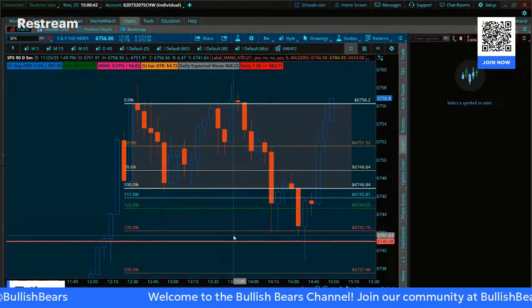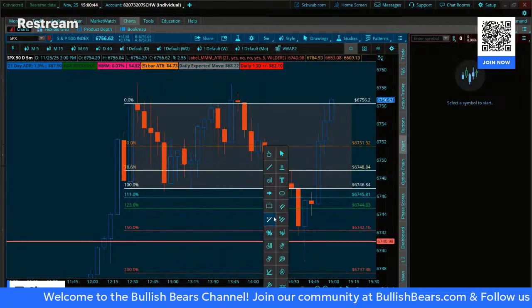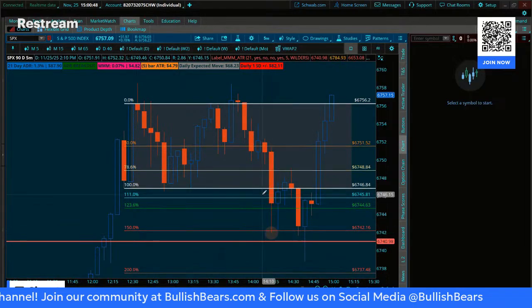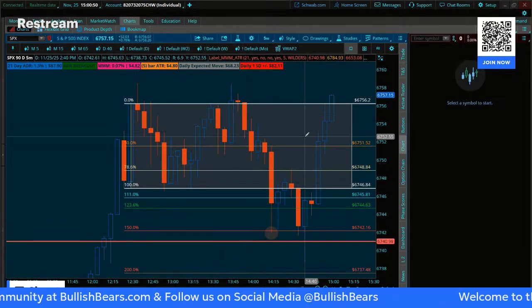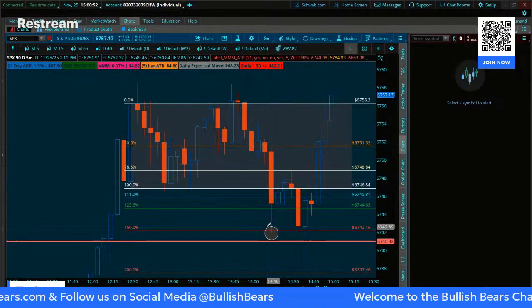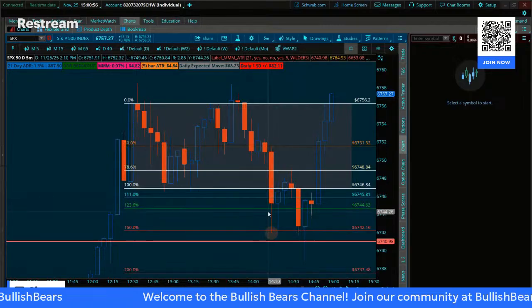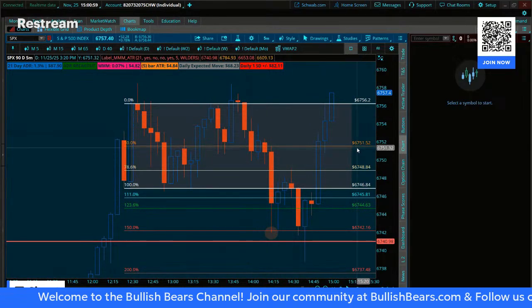But we can see the 1.5. Look, it's exactly where it went, to the 1.5. I didn't know that answer in advance. I just knew that if I was going to measure a narrow range like this, I would put a half on here and a whole, because I would expect that from a narrow range, price breaks out violently.